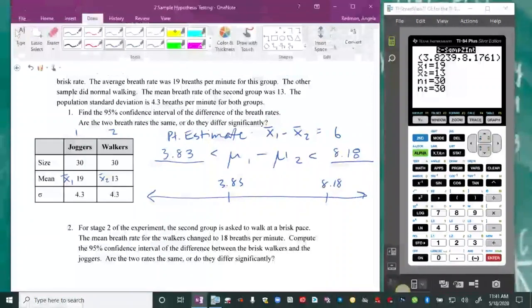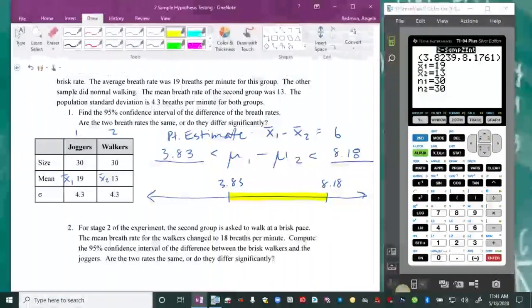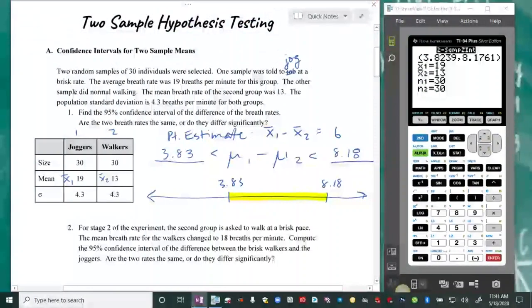Let me highlight this so we can talk about how this relates to our hypothesis tests. So what we found is we have a 95% chance that any groups that we grab are going to have a difference between 3.83 and 8.18. So what we are not expecting is a difference of 0. This would be where the breath rates are about the same. So we are expecting those breath rates to be somewhere between 3.8 and 8.1 breaths per minute different.